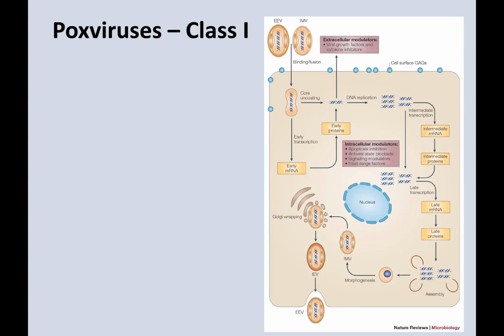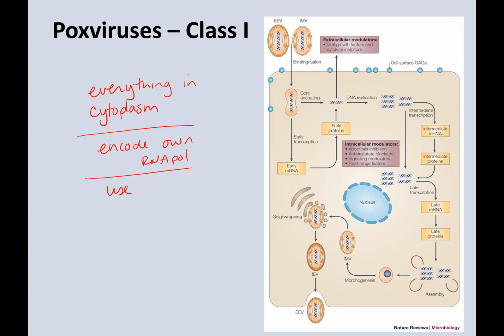Poxviruses, as I said, are the exception. They have a large genome. They encode about 200 proteins, or over 200 proteins, I should say. And they do everything in the cytoplasm, because they encode their own RNA polymerase. But they still use the host ribosomes.